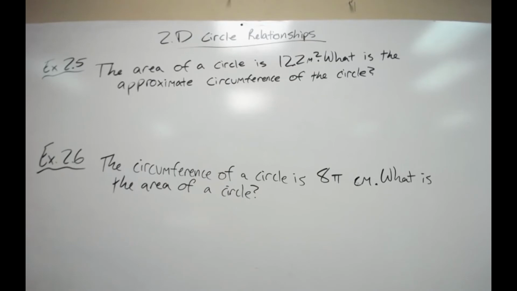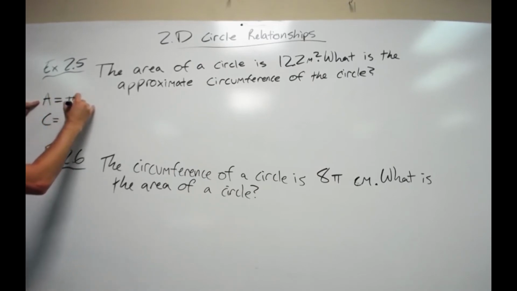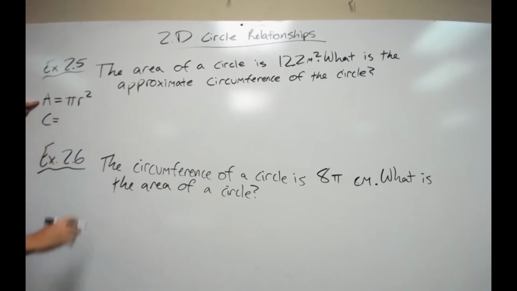Well, in order to do these problems, what you first have to know is the formula for area of a circle and the formula for circumference of a circle. Now the formula for area of a circle is pi times radius squared. The formula for circumference, we should know this. I'm going to use radius because that variable is used in both.